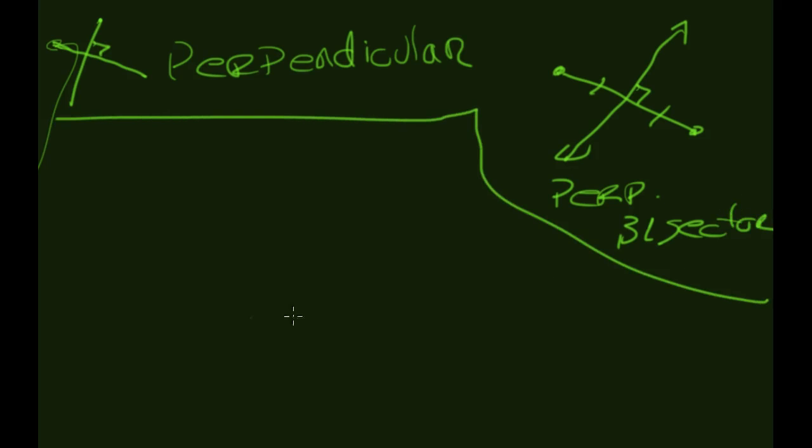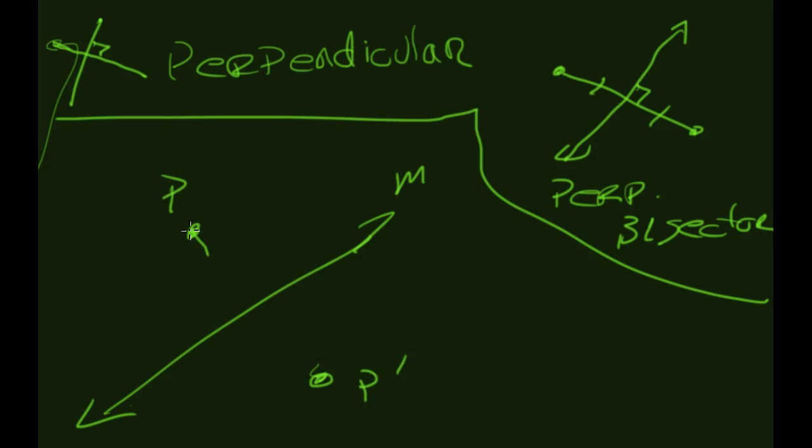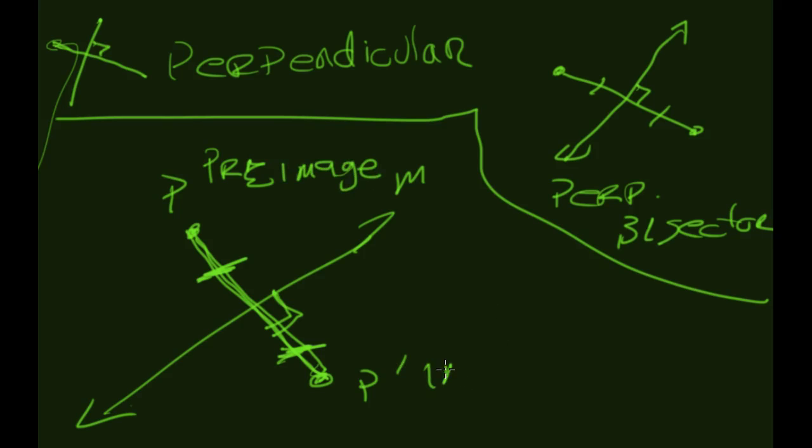A reflection is a transformation that has a line, we call it M, and it takes some point, let's call it P, brings it across that line, call it P prime, and we connect them in such a way that the line of reflection is a perpendicular bisector to the segment that connects those two points. So if that's the case, then P is the pre-image and P prime is the image of a reflection.